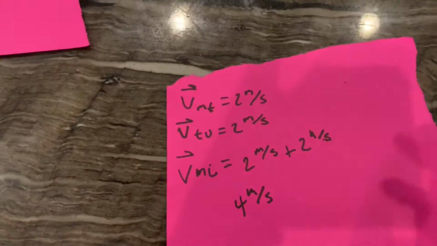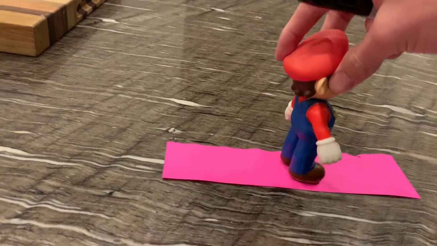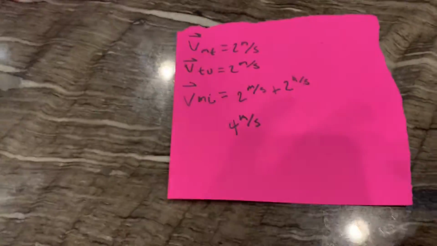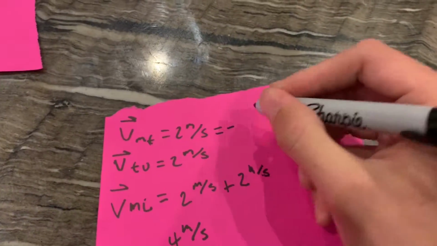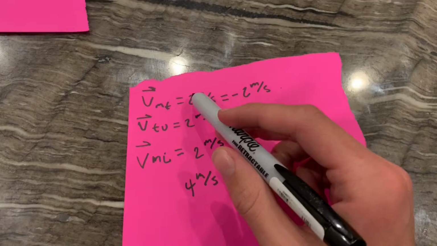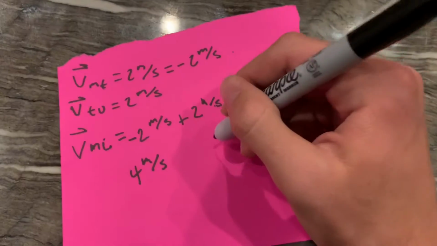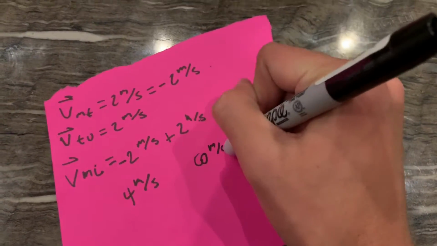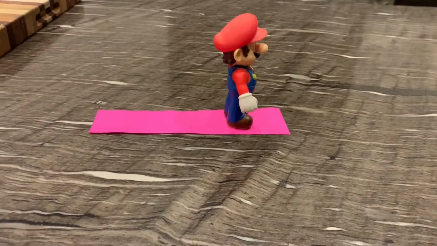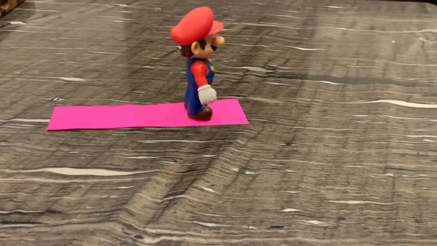So now let's look at something just a little bit more complicated, not really. Say instead of Mario moving positive 2 meters a second with the treadmill, he is moving negative 2 meters a second relative to the treadmill. We're just going to change this value to negative 2 meters a second. So now whenever you add these together, you're going to get 0 meters a second. The velocity of Mario compared to us is going to be 0 meters a second. So even though both the treadmill and Mario are moving, it's going to look like he's not going anywhere.